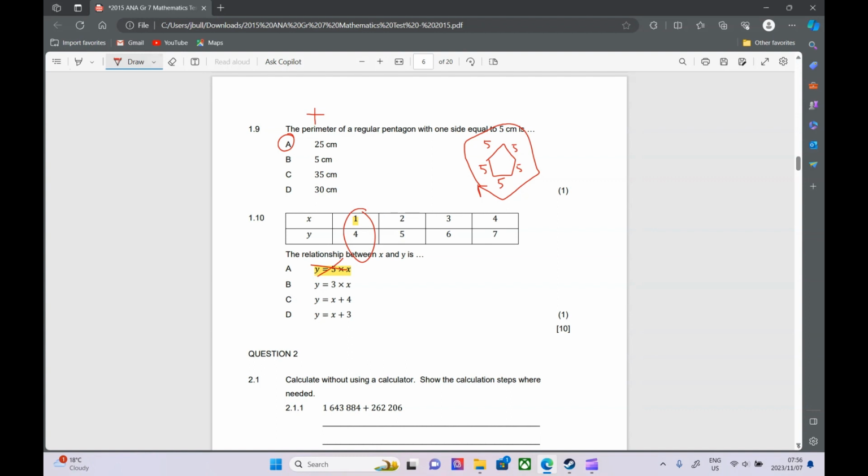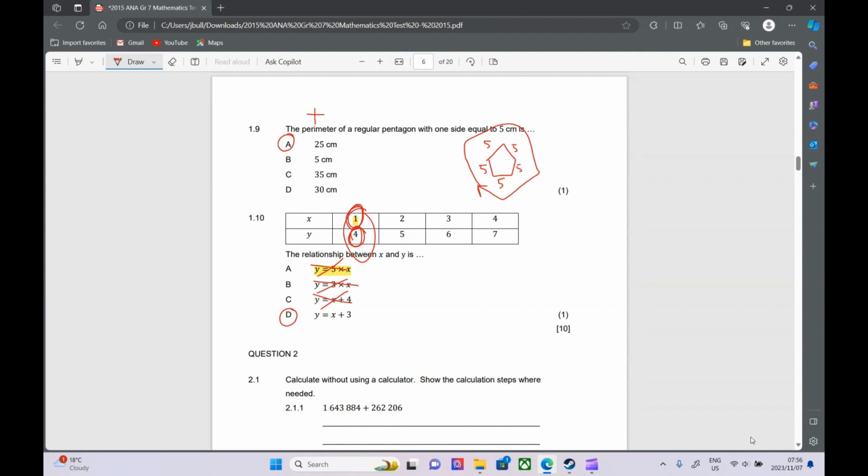Next up, we've got y is equal to 3 times x. So 1 times 3 does not give me 4. So you're just checking, if I use this x value, do I get this y value? C, we've got y is x plus 4, so 1 plus 4 does not give me 4. And then lastly, x plus 3, 1 plus 3 gives me 4, so it has to be D then. So you're just going to work through. If it works for one point, it will usually work for all of the points. So you can just test it like that.